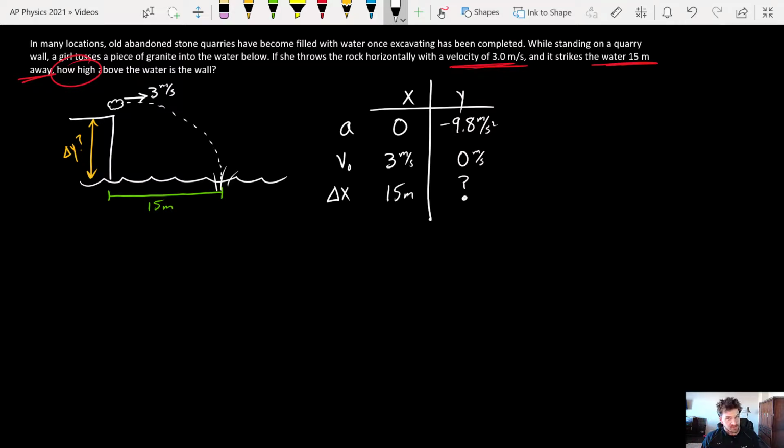So if you notice, this is similar to the other two, but now where don't I have enough information? I don't have enough information in the y direction, but I have more information in the x direction. So maybe I can solve for time in the x direction.